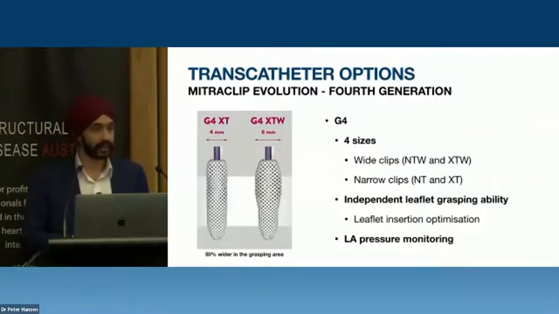And the 4th generation now, instead of having 2 sizes, we have 4 sizes. And essentially what the difference is, we now have wide clips, and the wide clips are 50% wider in the grasping area. So instead of 4 millimeters, there's 6 millimeters. And this is important because it allows you now to be able to pick the valve that's most suitable for the patient's anatomy by having 4 options. It also importantly allows for independent leaflet grasping ability. Now, obviously that won't be your first choice for most procedures, but leaflet insertion optimization is very important, and that's what that enables you to do. And it also gives you left atrial pressure monitoring.